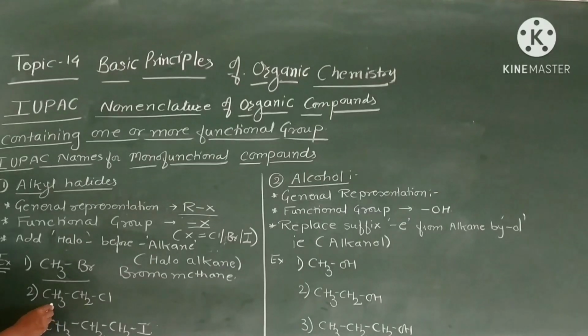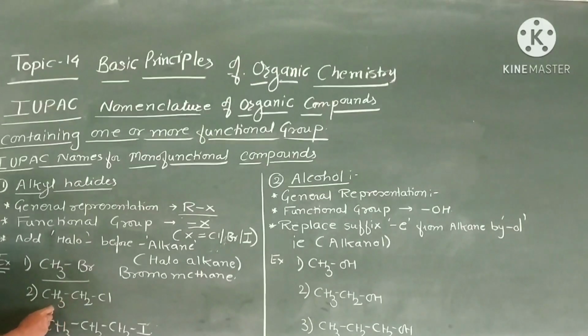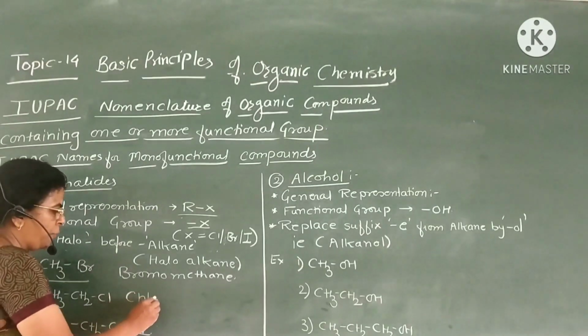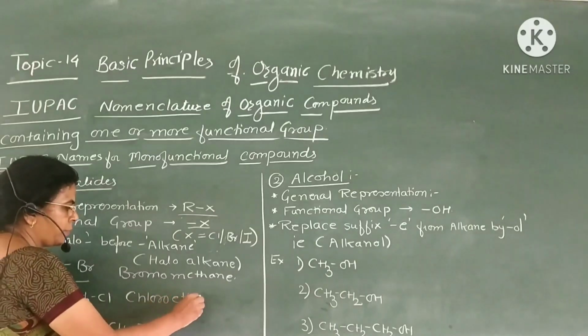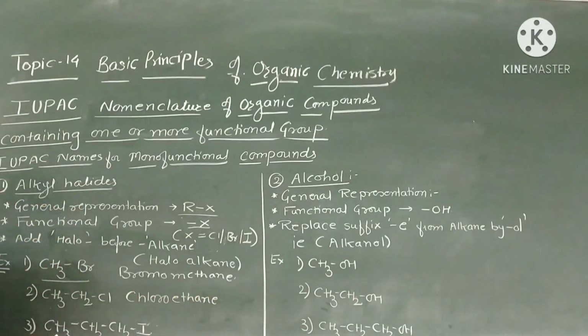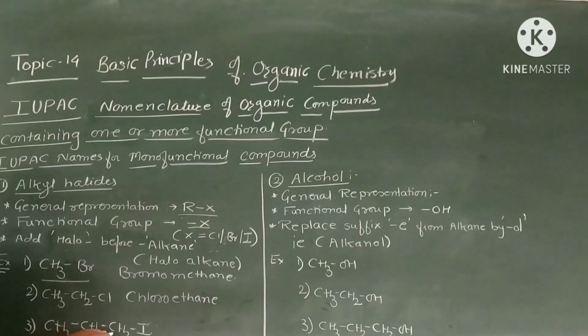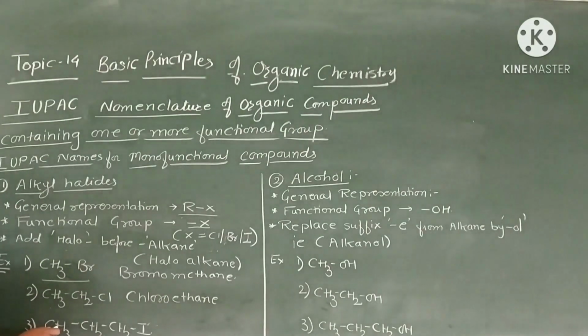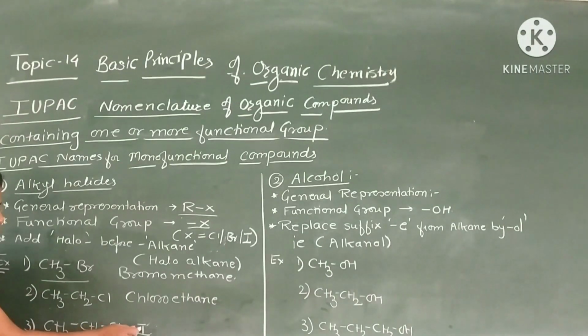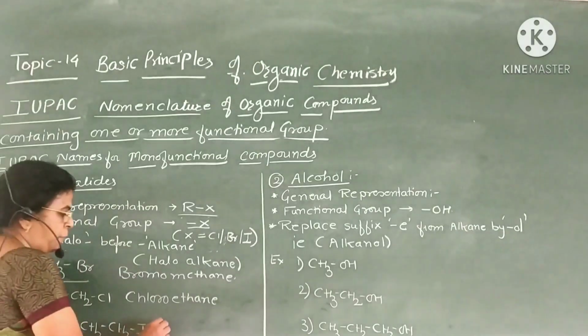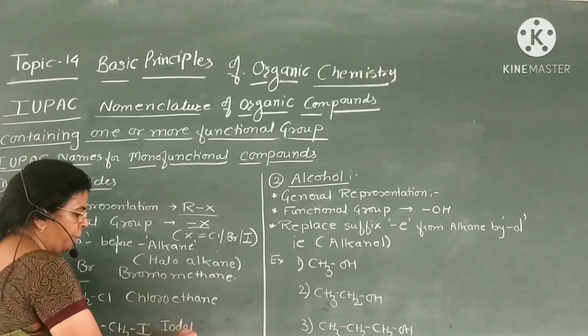Now second example, CH3CH2Cl. Here chlorine is attached, therefore it becomes chloro, and there are two carbon atoms, therefore the parent alkane becomes ethane. Therefore the name of this compound is chloroethane. Then third example, CH3CH2CH2I. Here there are three carbon atoms attached to the iodine. Therefore the parent alkane becomes propane, and the name of this compound is iodopropane.